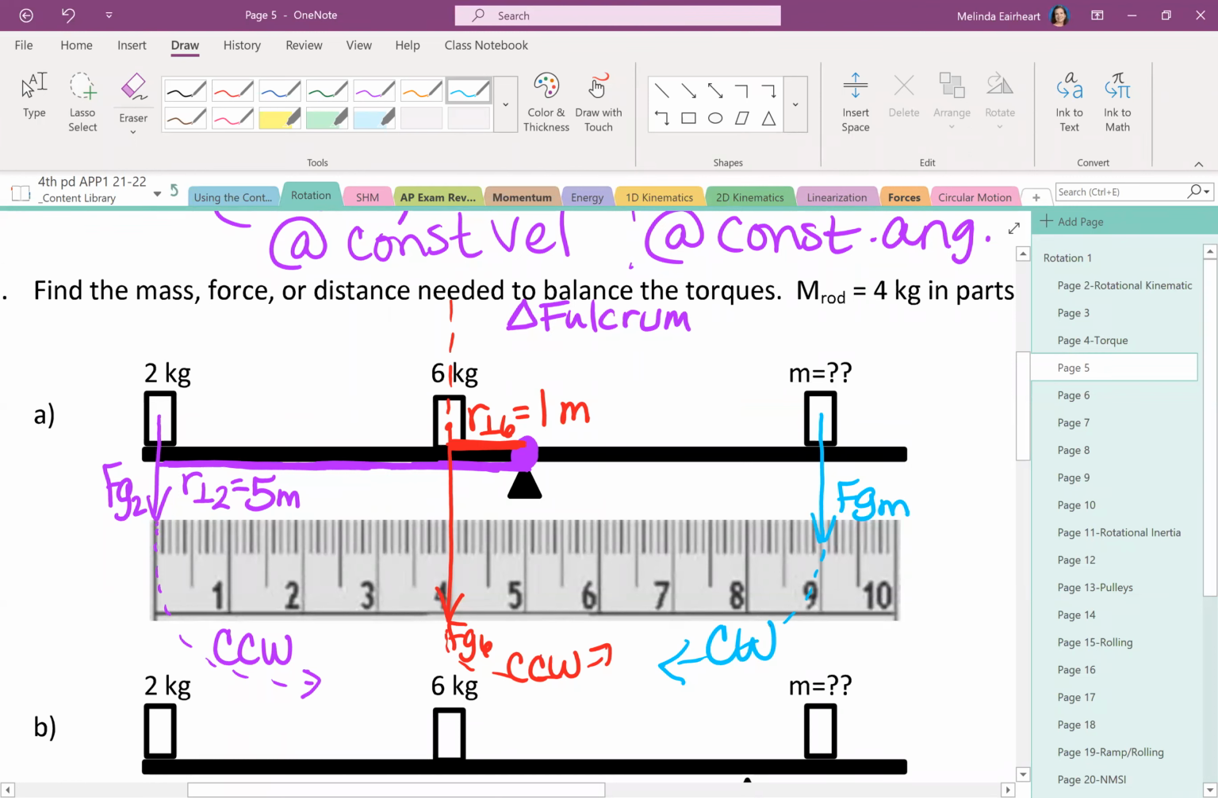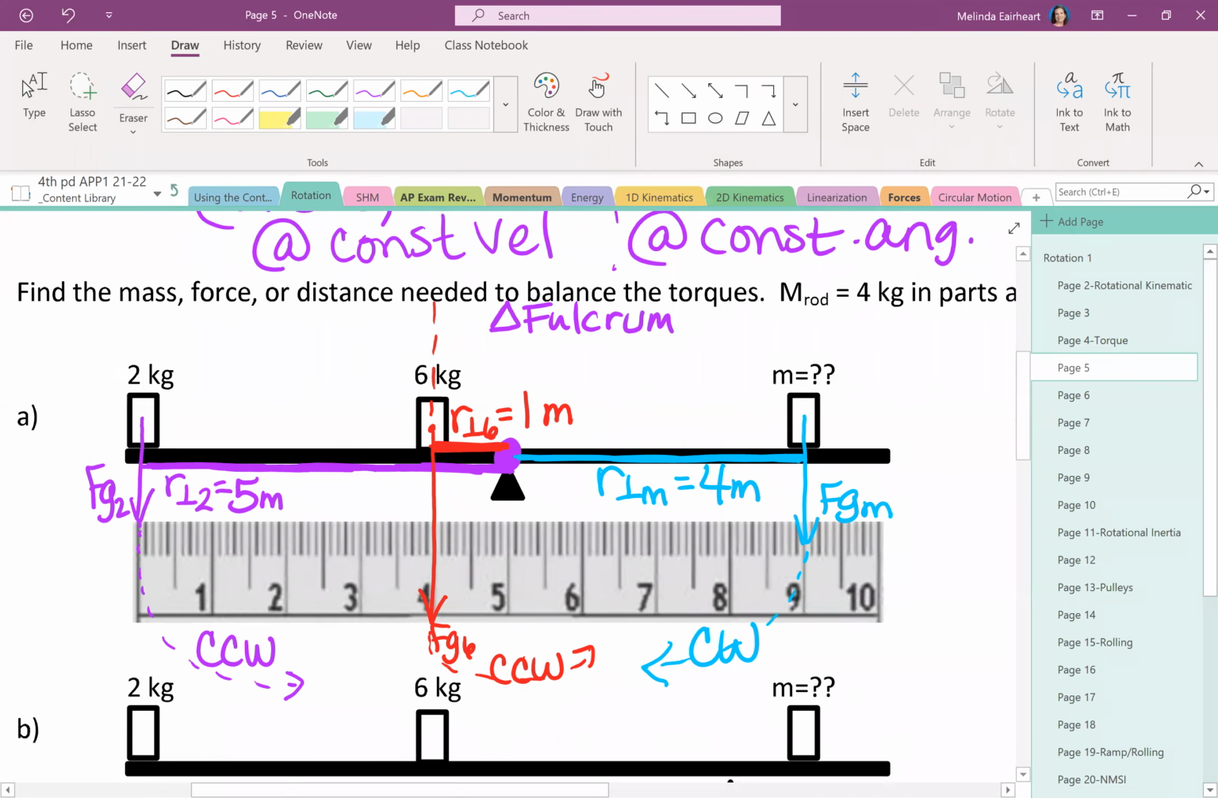Last thing, the lever arm from your axis of rotation to the line of force. Vertical forces, horizontal lever arms. And our r perpendicular for our unknown mass is going to be what? 4. Everybody good identifying? Now, if you're thinking, Miss Earhart, you're making this too hard, isn't it 8 kilograms? 2 plus 6 on the left, shouldn't it be 8 on the right? Location matters. It's not going to be 8.